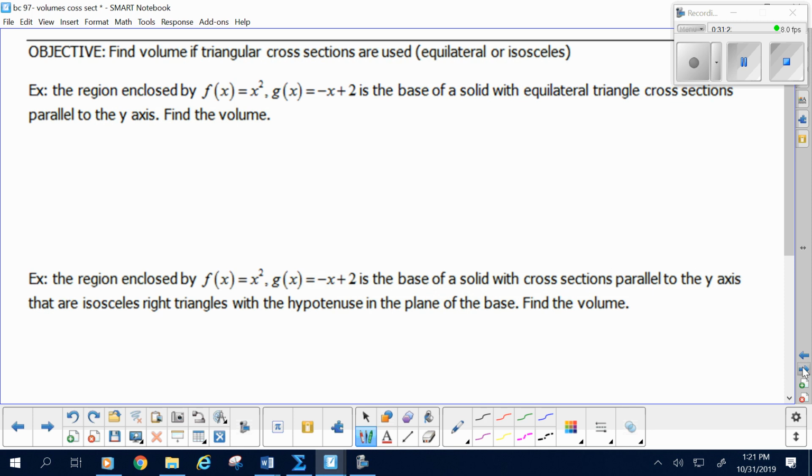Okay, the region enclosed by these two curves. Let's draw the region enclosed by these two curves. So f of x equals x squared. Give me an x-axis and a y-axis. Go to, I think, 2 in each direction in x. You do need to go into the second quadrant, and maybe 5 or 4 in the y.